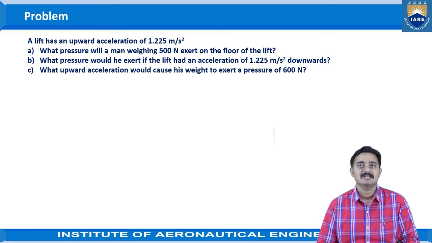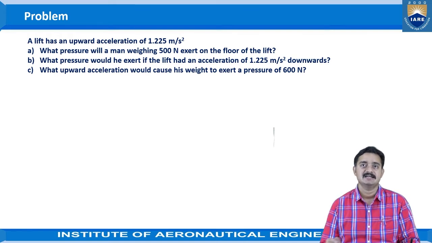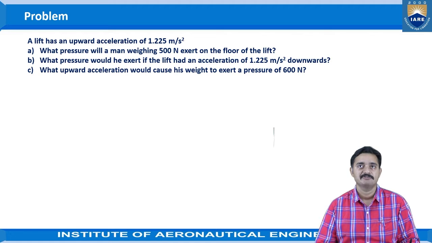So a lift has an upward acceleration of 1.225 meters per second square, and there are three questions that are being asked. Question A is, what pressure will a man weighing 500 Newton exert on the floor of the lift?